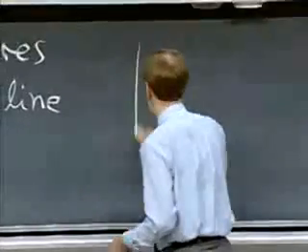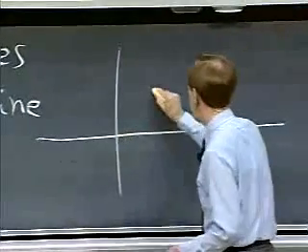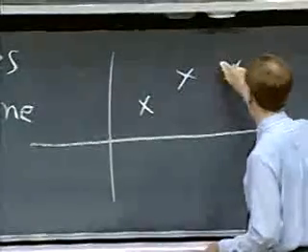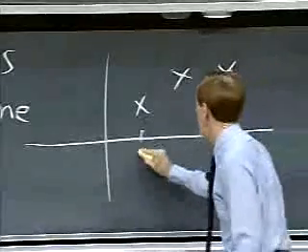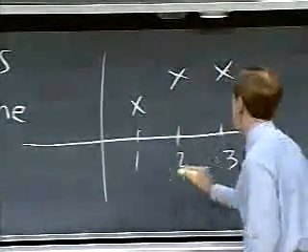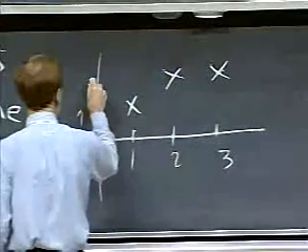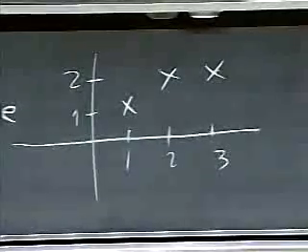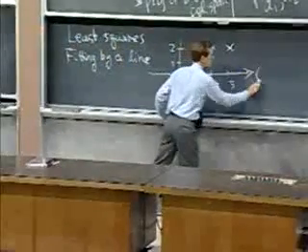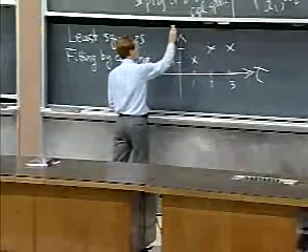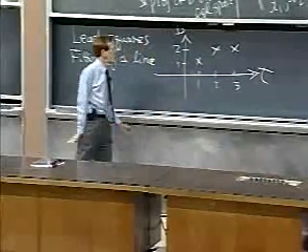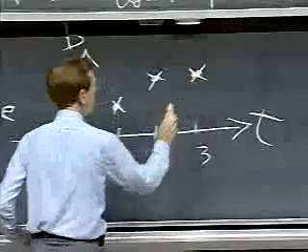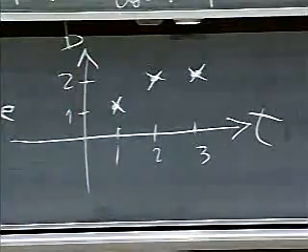I'm given a bunch of data points, and they lie close to a line, but not on a line. Let me take that. Say at t equal to 1, 2, and 3, I have 1, and 2 again. So my data points are, this is the time direction, and this is like B or Y or something. I'm given these three points, and I want to fit them by a line, by the best straight line.